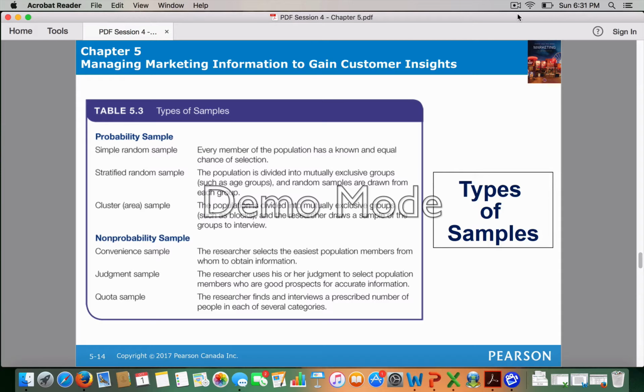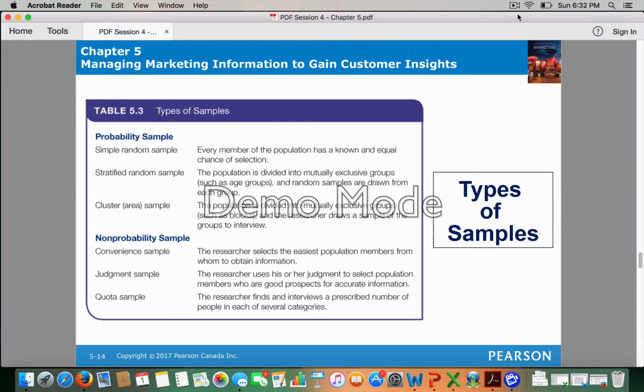A stratified random sample, the population is divided into mutually exclusive groups such as age groups, and then random samples are drawn from each group. So if you want to make sure that you collect enough results from certain segments of the population, so you want a certain number of females or a certain number of males or certain various age brackets, you can use a stratified random sample. So take that overall population and subdivide it a little bit and then use random sampling within those subdivisions.